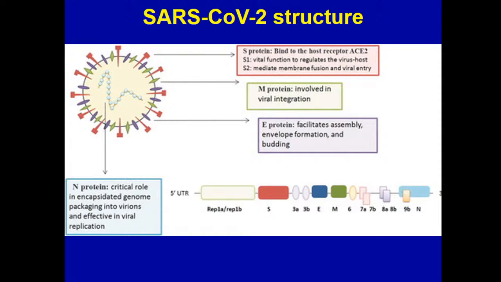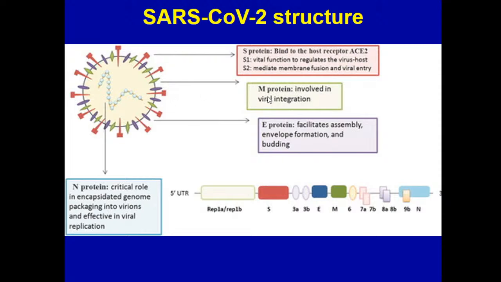Now we take a look at some more structures or functions of these proteins. Again, the S protein is the one that binds with the host receptor. And S1, I said that it is divided into S1 and S2. These are vital functions to regulate the virus-host interaction. S2 mediates the membrane fusion and viral entry. So we have the particular functions of the S1, S2.